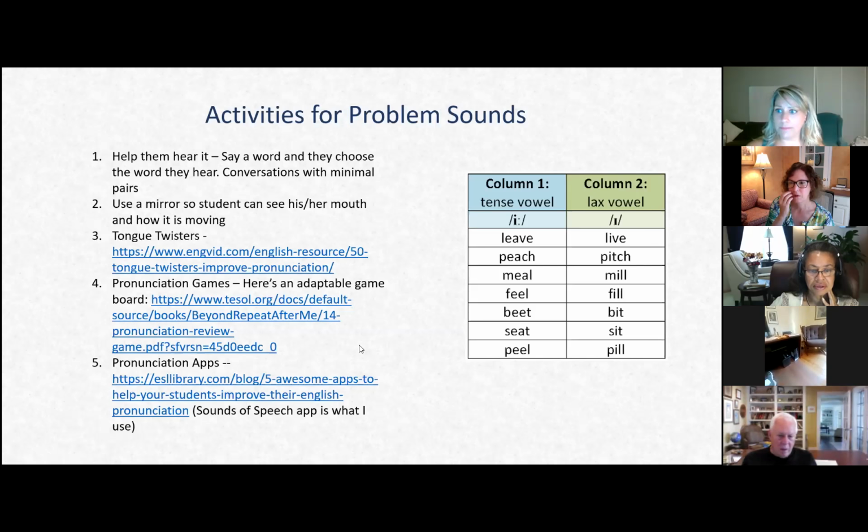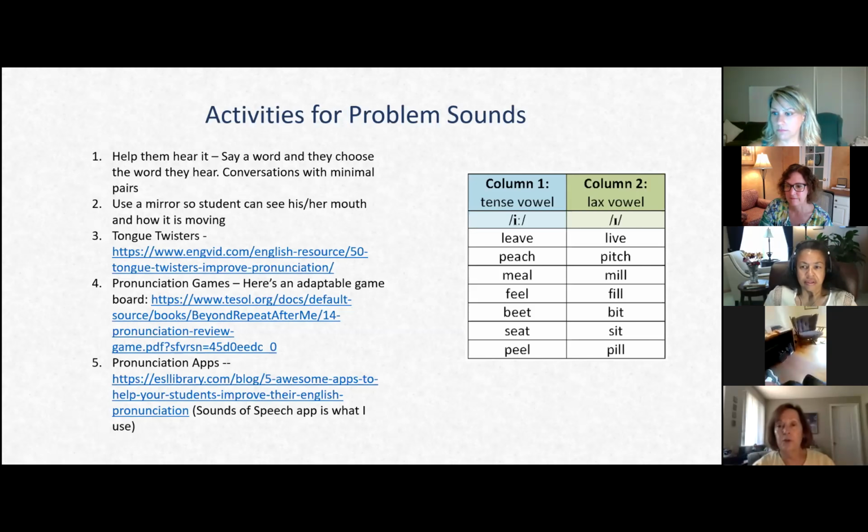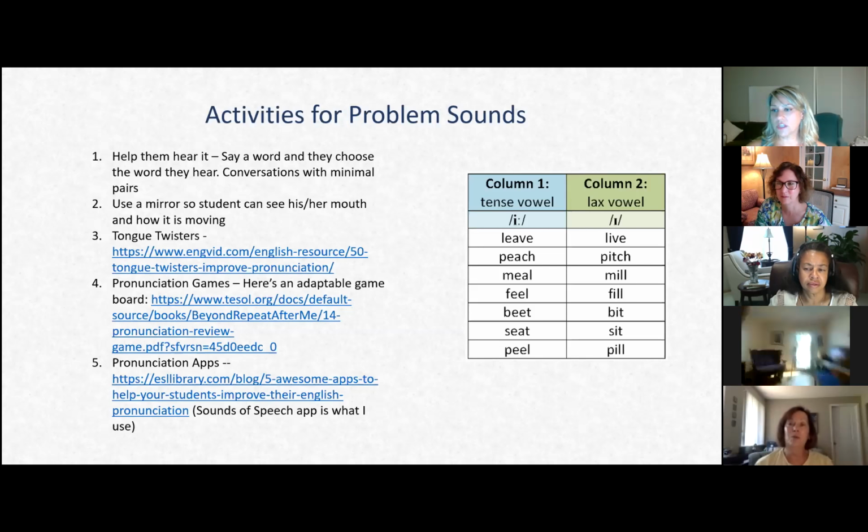Okay. I have a question, Heather. Sure. My student is from South Korea, and I'm looking at this list, in any of the columns, he adds an ee to the end of every word. Liva, liva, picha, pitcha. And I'm working with him and working with him. Is this one of those things that, going back to your beginning, you say there are some things that probably will continue? How do I work on that extra sound?